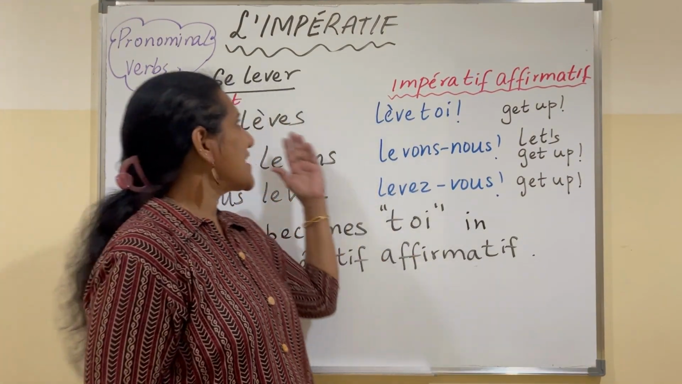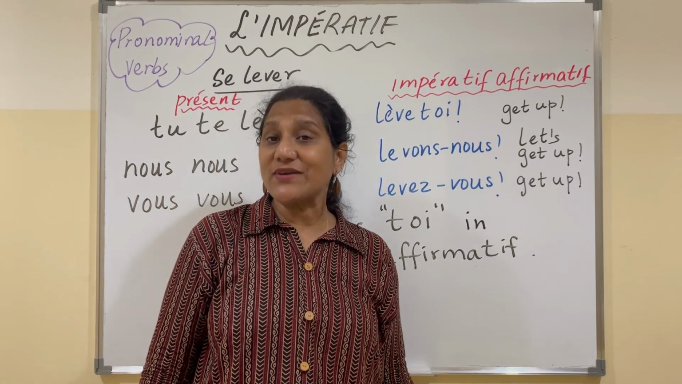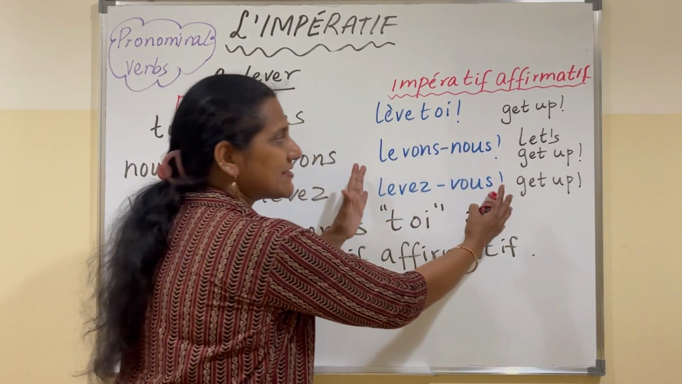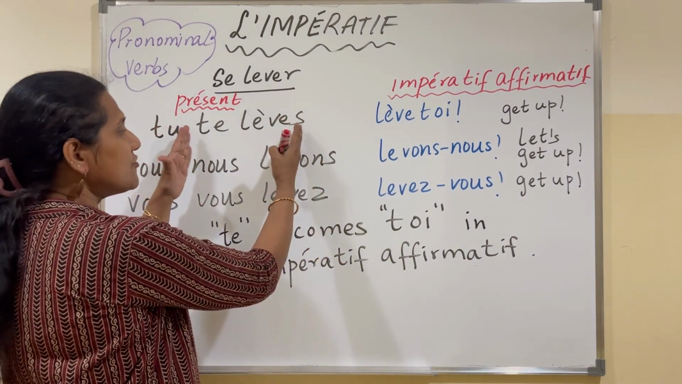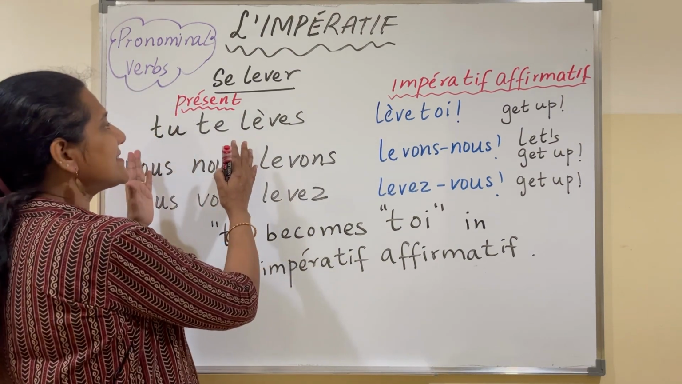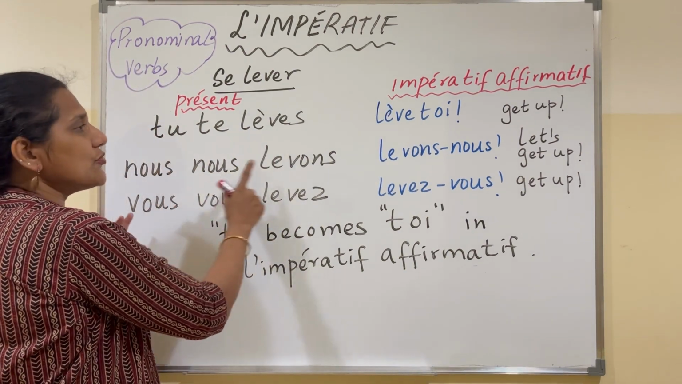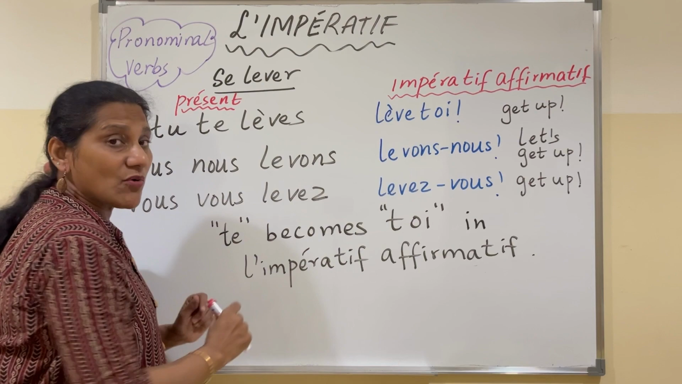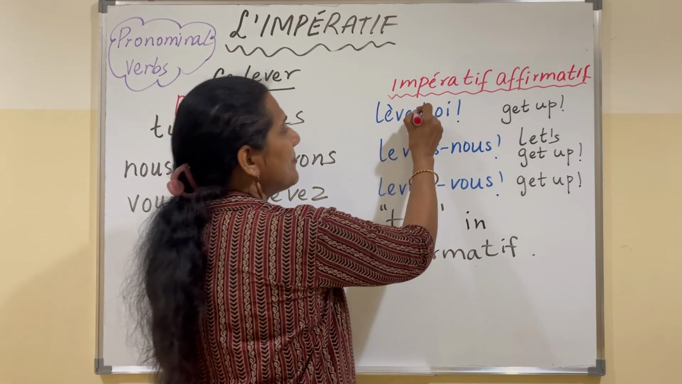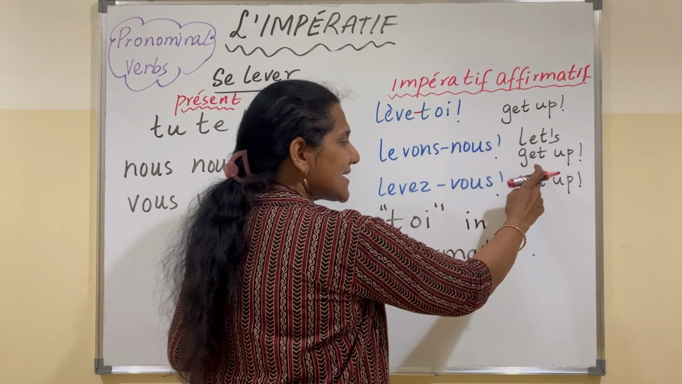Let's look at how to conjugate the verb se lever, which is a reflexive verb or a pronominal verb that means to get up. So, this is the present tense of the verb. Remember, we said imperative: we take the present tense, tu form, nous form and the vous form without the subject pronoun. Now let's see how to conjugate se lever in present tense first. Tu te lèves, nous nous levons, vous vous levez. Now what happens in imperative affirmative? Let's see. Lève-toi, levons-nous, levez-vous, which means get up. Let's get up, get up.